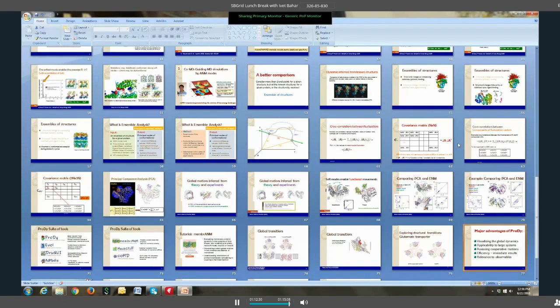All right, great. Well, with no more questions, thank you again, Ivet, very much. ProDy is a very cool tool, and it is available. Check out the web-based tools that were also shown here, and the membrane tools look really great.